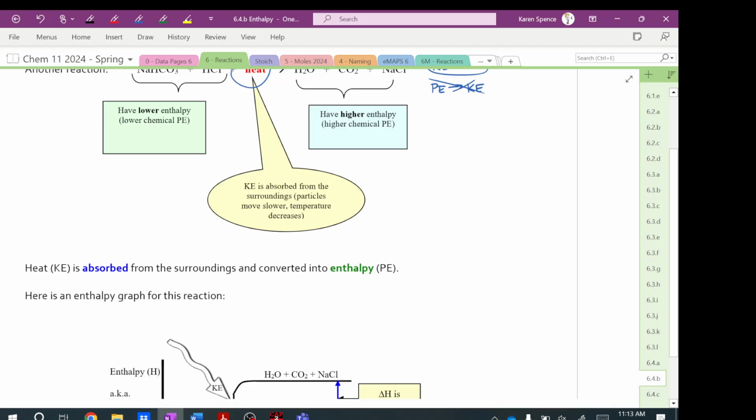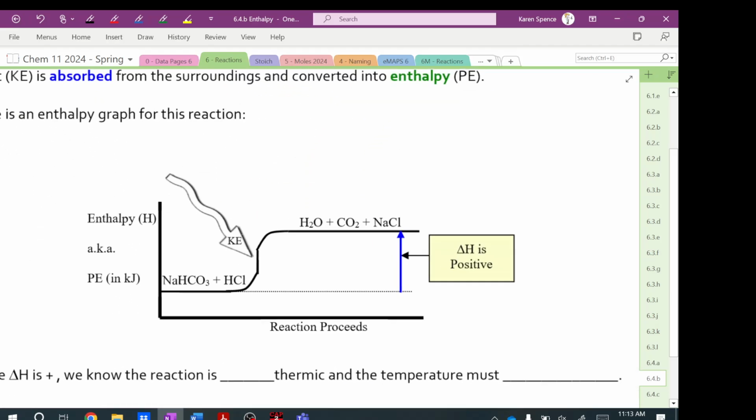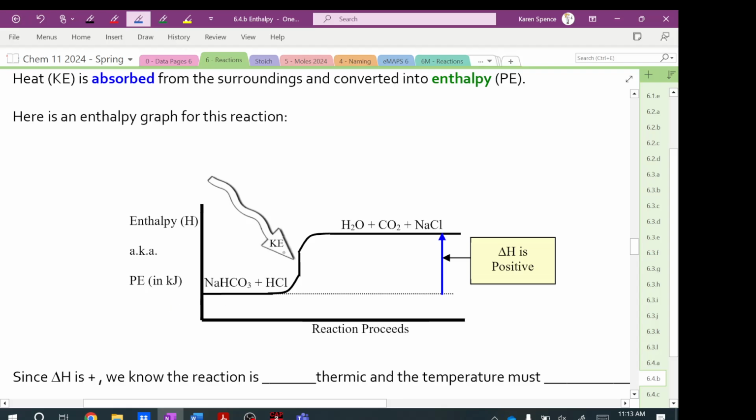Okay. So here's the graph. Just as you predicted, the graph is going up. What's the delta H value? The delta H is positive or negative? Positive. You can see that the arrow goes up.